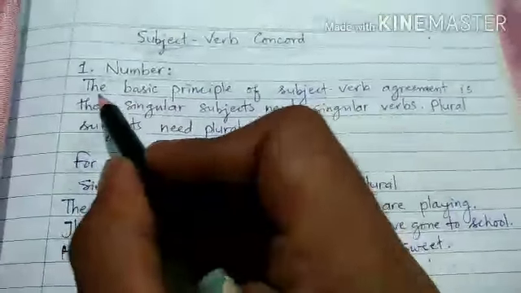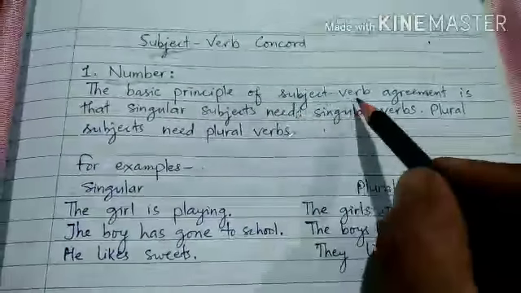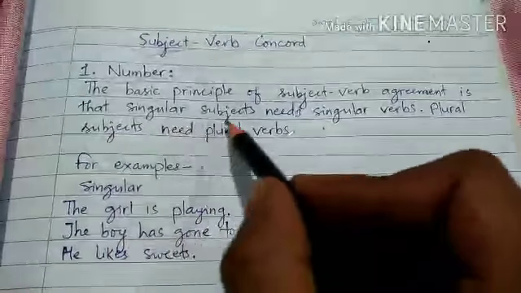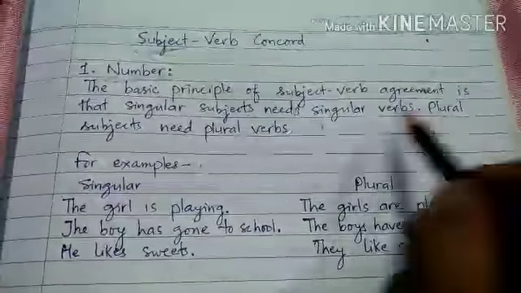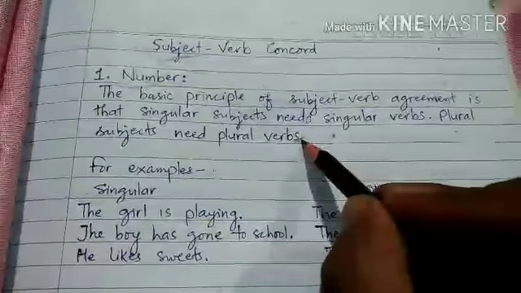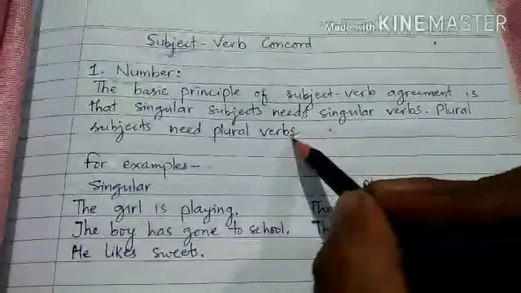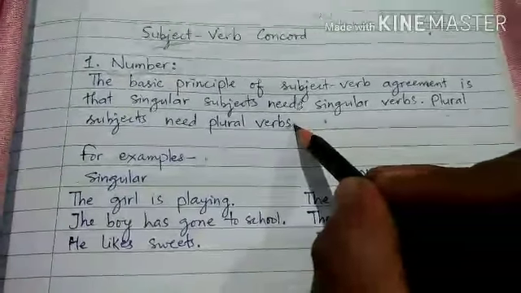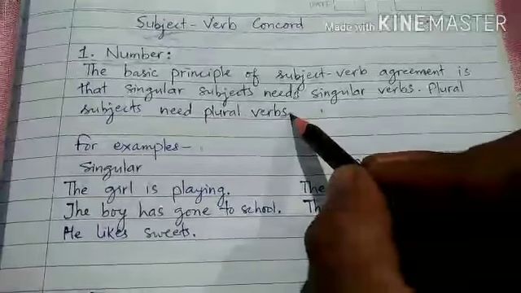Now see here, the basic principle of subject verb agreement is that singular subjects need singular verbs and plural subjects need plural verbs. That means when the subject is singular, the verb is also singular, and when the subject is plural, the verb is also plural.